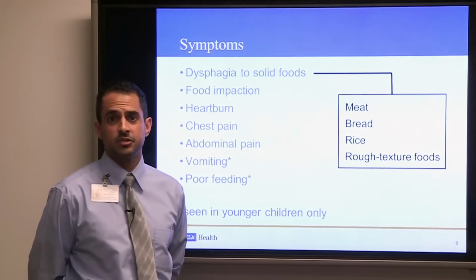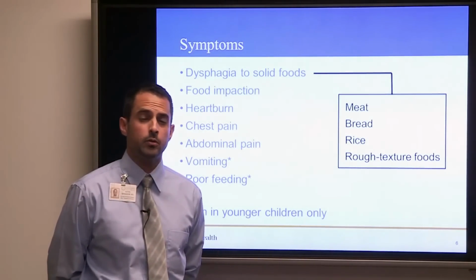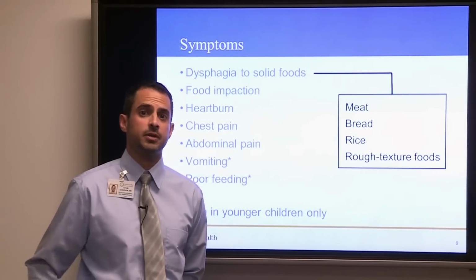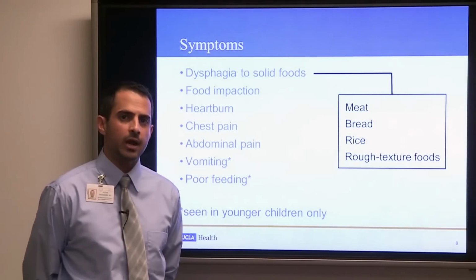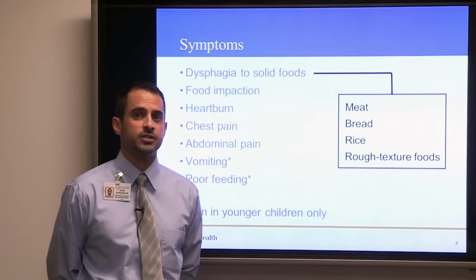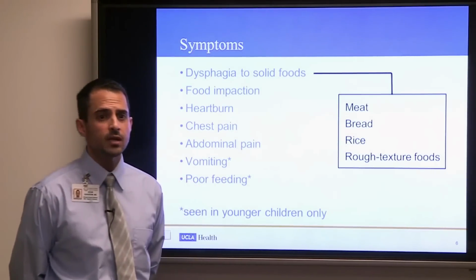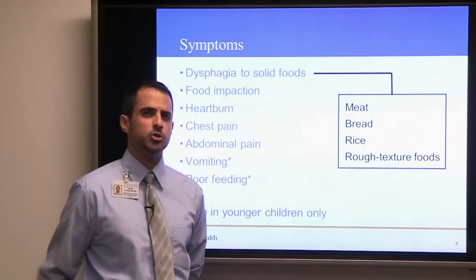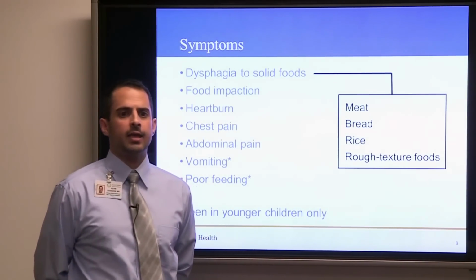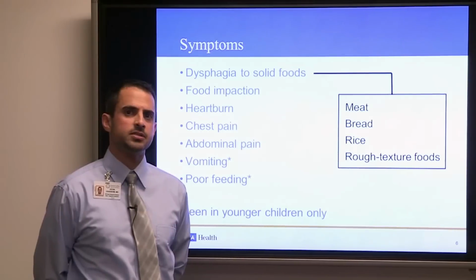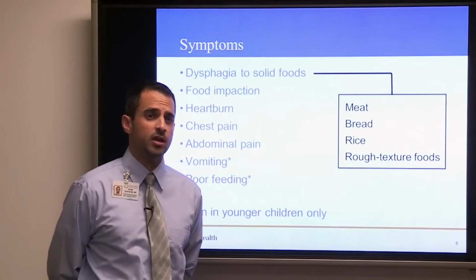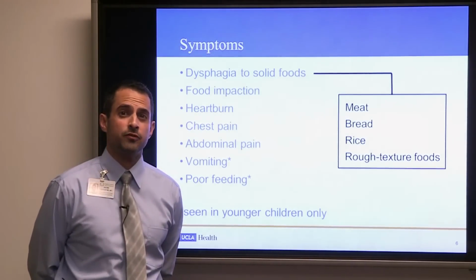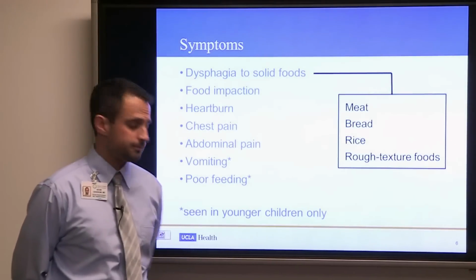Other symptoms that patients may complain of are heartburn, which is typically seen in patients who have acid refluxing up from the stomach to the esophagus. But a minority of patients with eosinophilic esophagitis will experience this symptom as well. Chest pain is also reported, as is abdominal pain, usually in the upper abdomen. And in younger children, we will see them present more with vomiting rather than the other symptoms that I mentioned up here. And infants are typically found to have poor feeding, so they may spit up a lot more frequently.